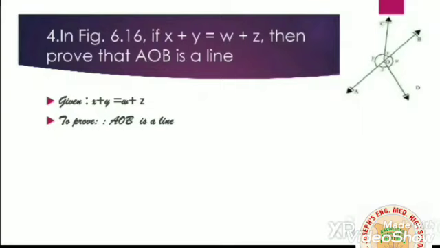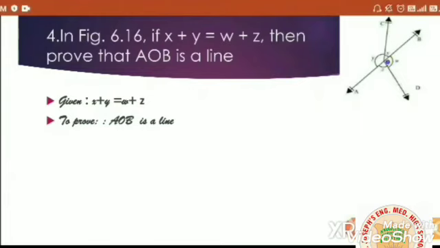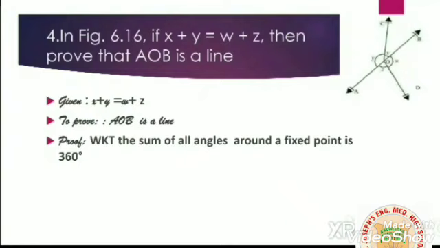So how are we going to prove? We know that around a single point, what is the angle there? If O is the point, what is the angle around it? That angle around it is equal to 360 degrees, a complete angle. So first we are going to write what we know: the sum of all the angles around a fixed point is 360 degrees, right?